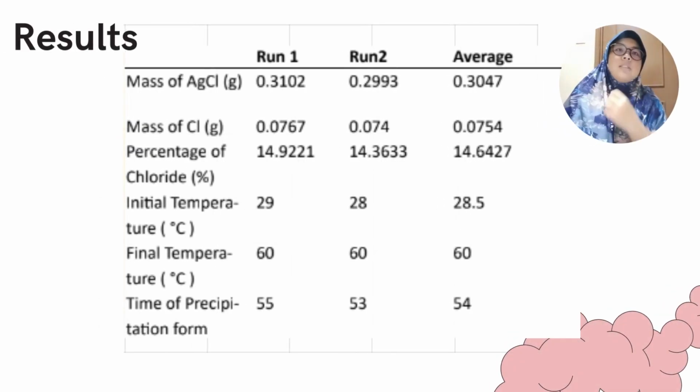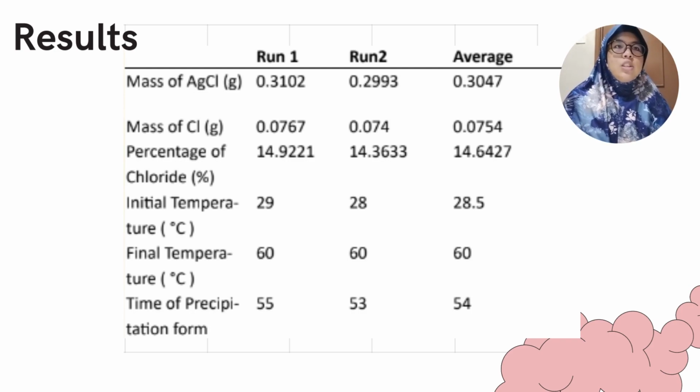Okay, so here's the result for the experiment. We have the mass of silver chloride for run 1 and run 2, and the average by adding both of them and dividing by 2, so we got 0.3047. And then we have the mass of chloride and the average of 0.0754, and then we calculated the percentage of chloride, and we got the average of 14.6427.